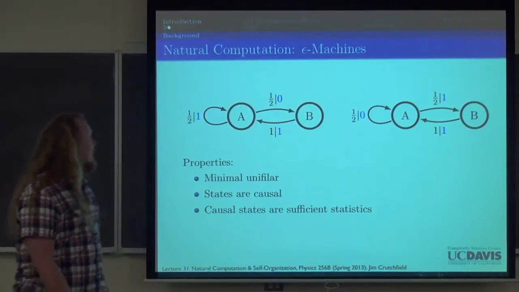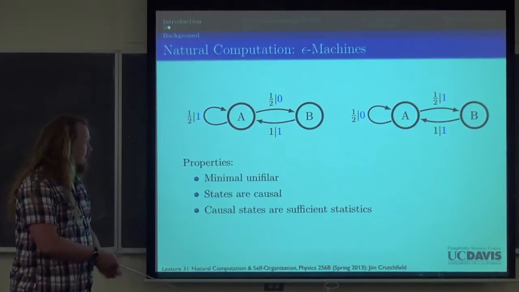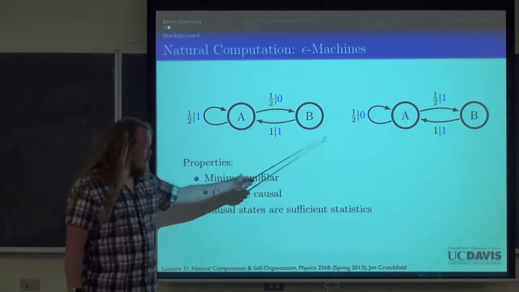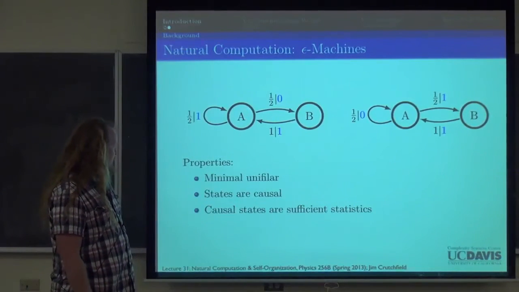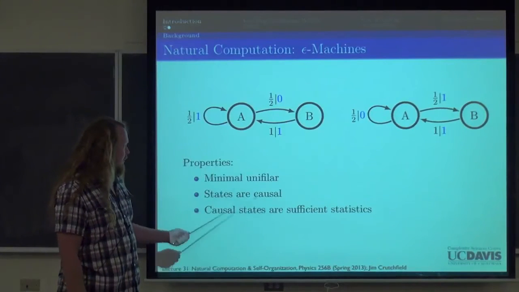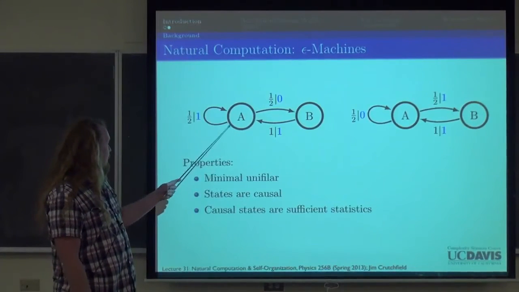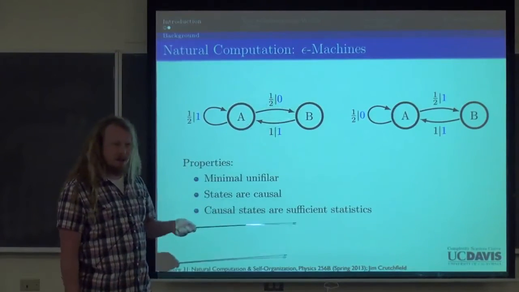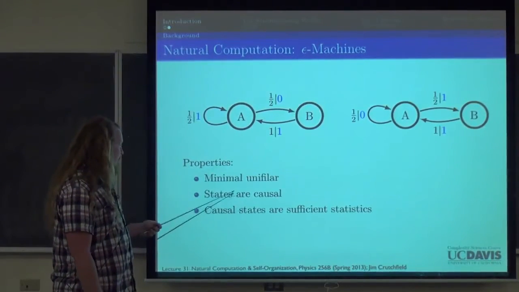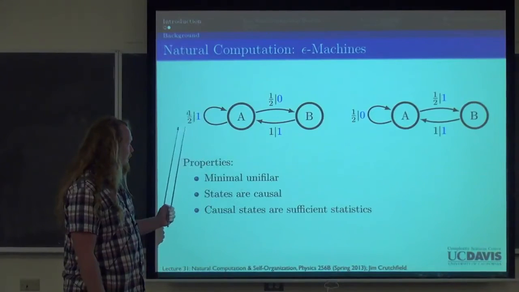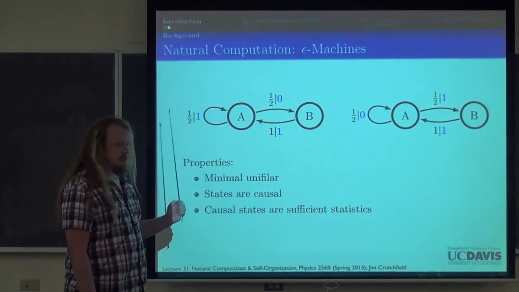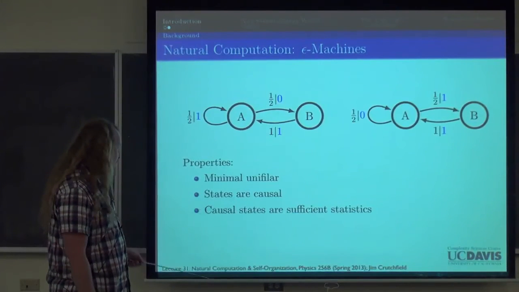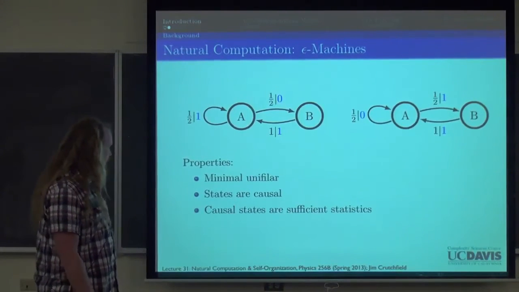All right, so epsilon machines, you already know what those are. But if you don't, they are Mealy type hidden Markov models that are minimal unifilar. Unifilar meaning that given a state and an output symbol, there's only one edge leaving on that output symbol. States are causal, meaning that they summarize the past as best as possible. They are the minimal sufficient statistic, and that's already said right there.